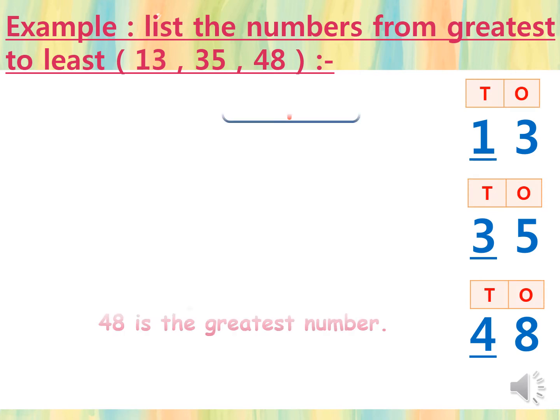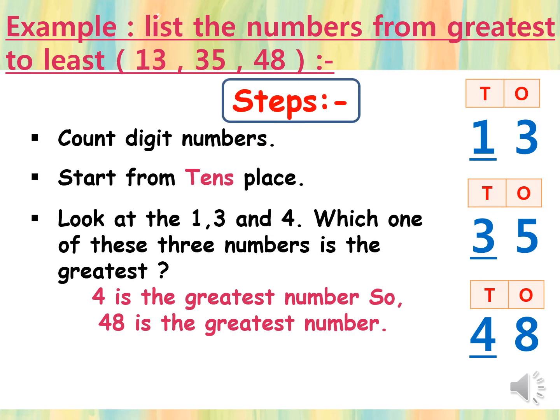Ones, tens, ones, tens. Steps. First, count digit numbers. We have here 2 digit numbers, 2 digits, 2 digits. So they are equal digits number. Okay, start from tens place. Look at tens place.